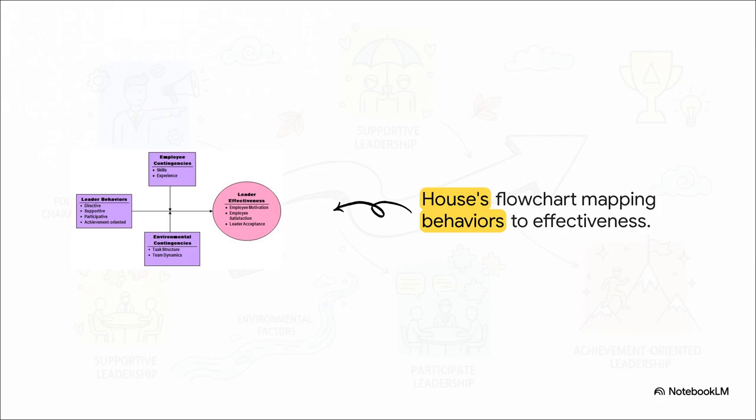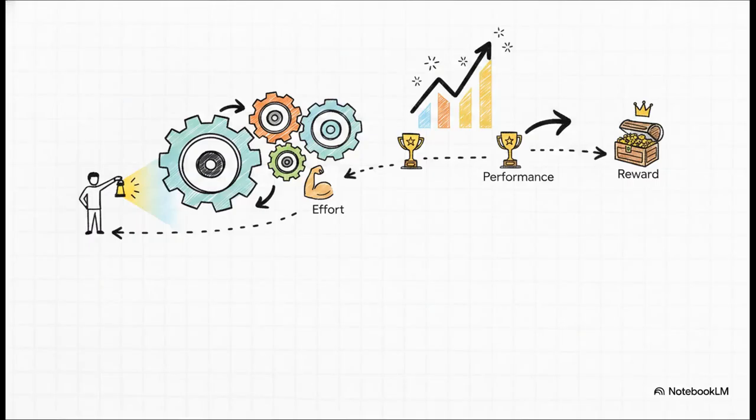Notice how the leader behaviors on the left don't just point straight to the finish line. They filter through those specific contingencies in the middle. It's only when the right behavior meets the right environment that you finally arrive at high motivation and effectiveness on the right.